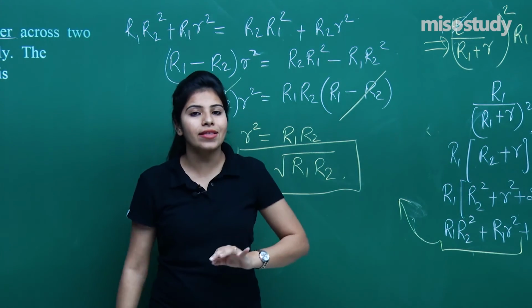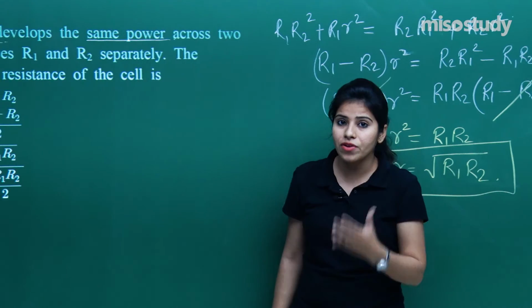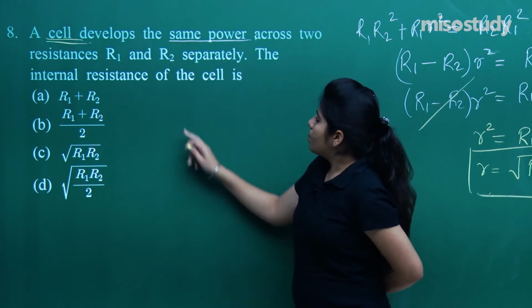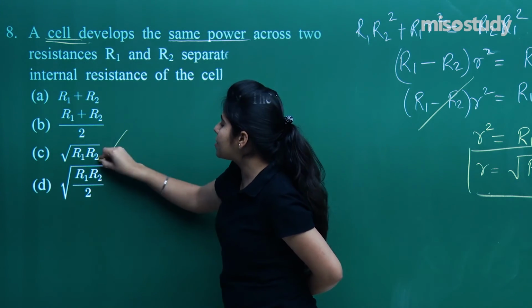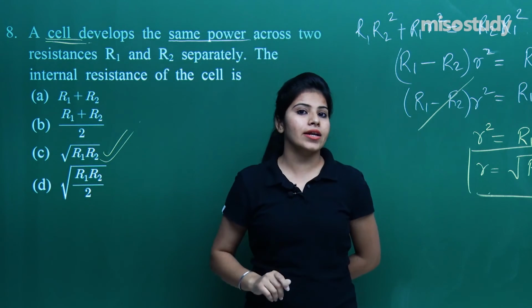Now we will verify this with the options that are available to us. The internal resistance of the cell is, so option C we have got as our correct answer.